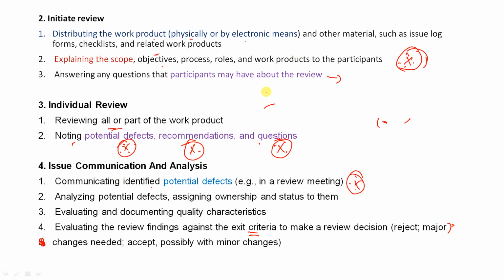So it is very simple. In this part, the previous part was planning. After planning, it is distributing. Planning is first, so next is distributing the documents to everyone. After distributing, finding the issues. All right, finding the issues.